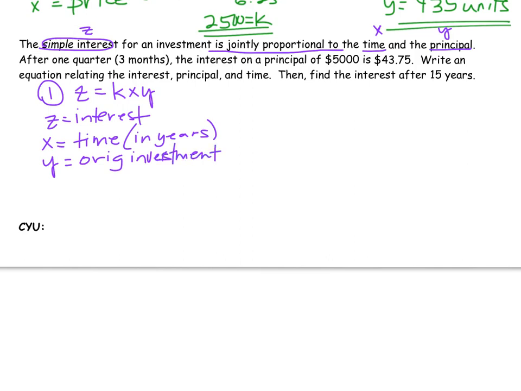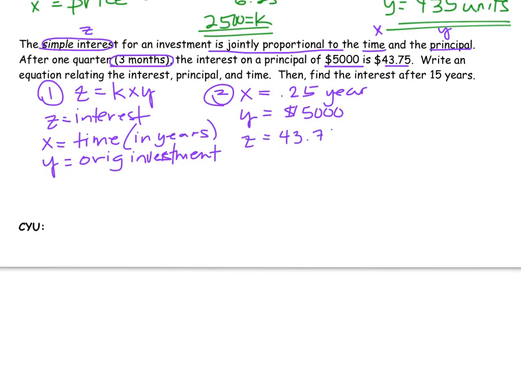All right, so let's see what we know. It says after 1 quarter or 3 months, that's your time. So that's your x value. But 3 months is the same as 1/4 of a year, or 0.25 of a year. It says the interest on a principal of $5,000, that's the y value, our original investment. The interest is $43.75, so that's our z value. Lots to decipher there, so just take your time working through those words.